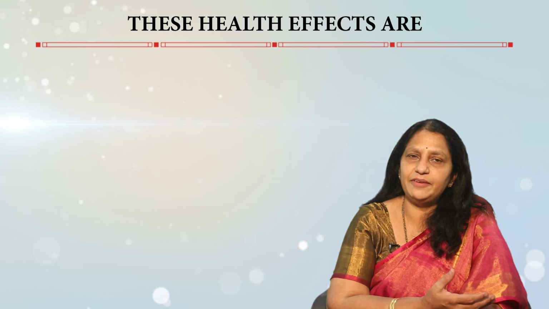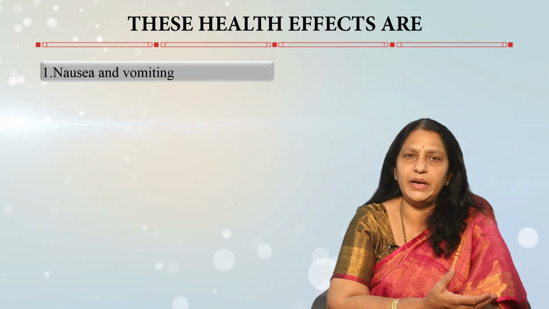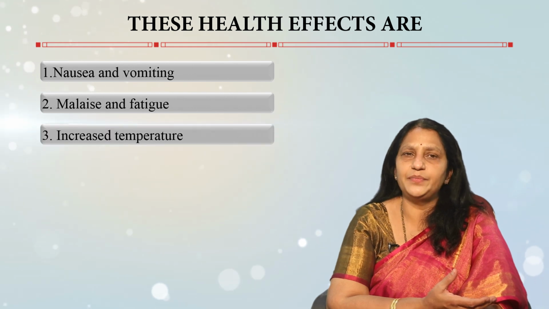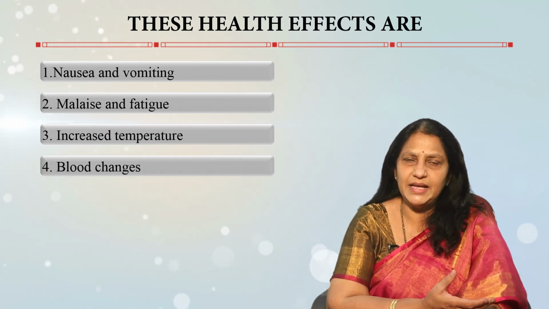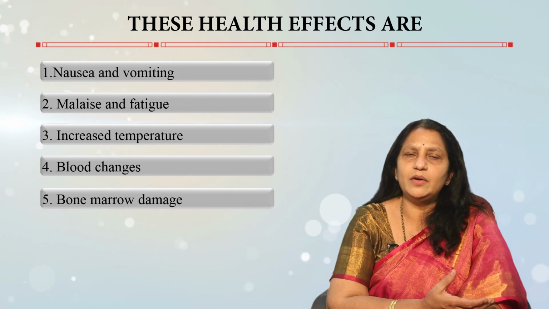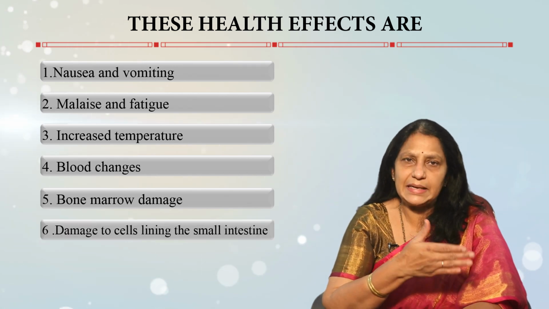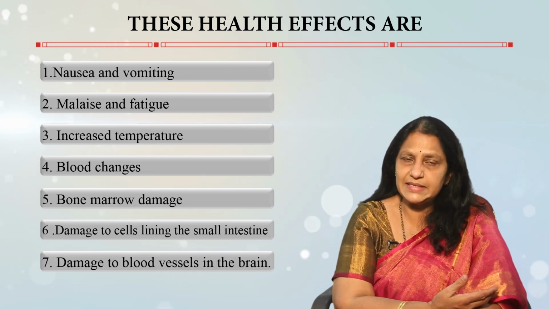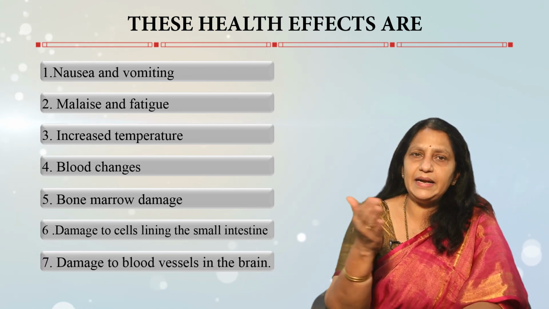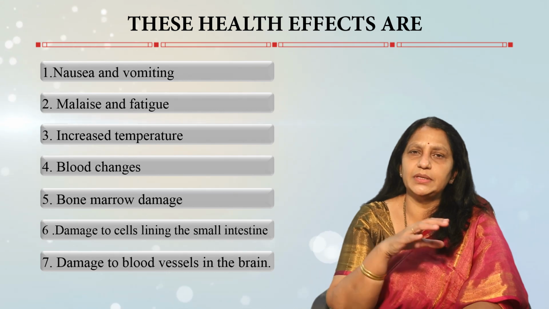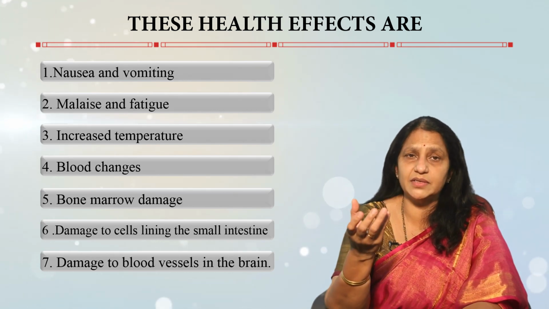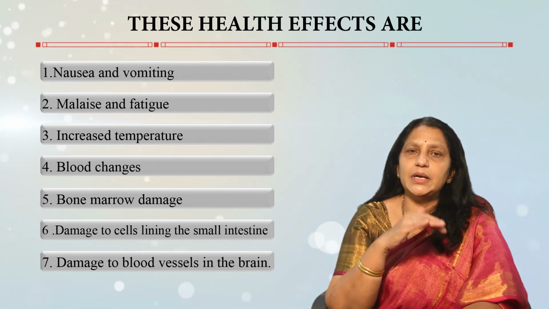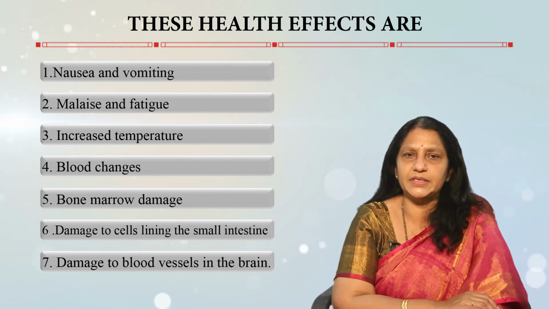So, these health effects include nausea and vomiting, and sometimes fatigue and increased temperature, blood changes, bone marrow damage, and also sometimes damage to the cell linings of the small intestines and damage to blood vessels in the brain. The delayed effects of the acute exposure are various forms of cancers like leukemia, bone cancer, thyroid cancer, and also lung cancer and genetic defects.